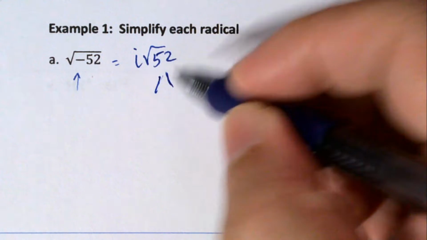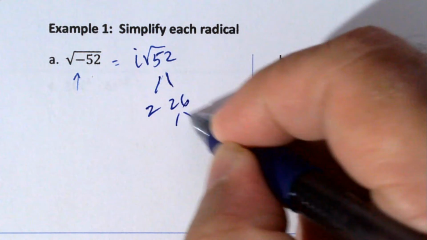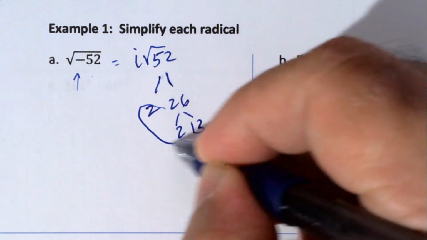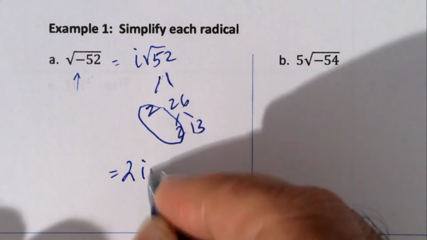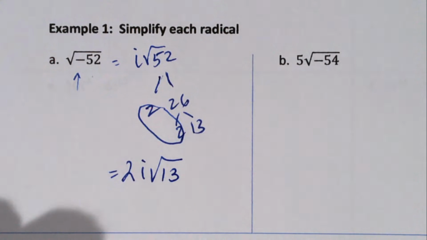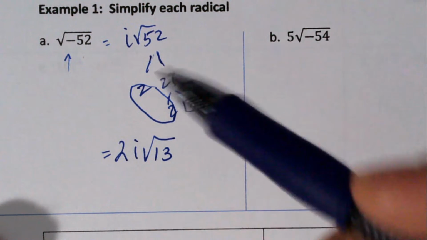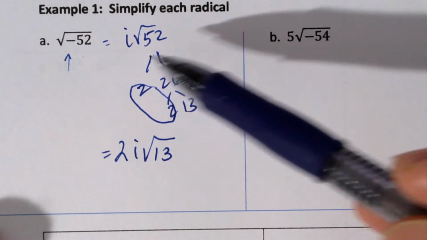52 is 2 and 26, 2 and 13. There's a pair of 2's that's going to come out, so we're going to take that out. So it's 2i root 13, and that's the answer.